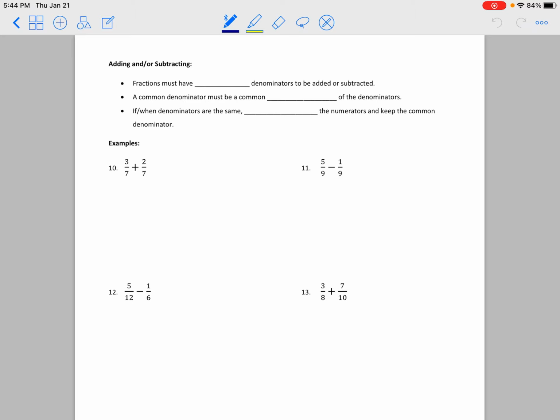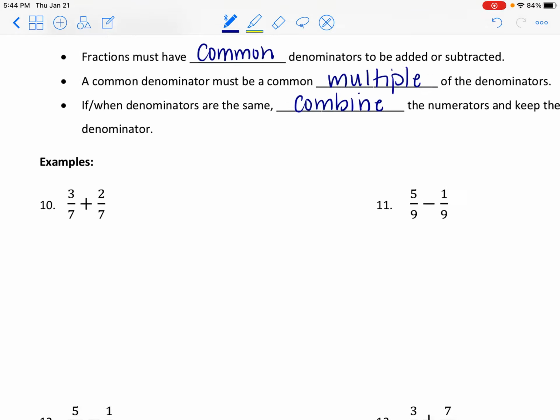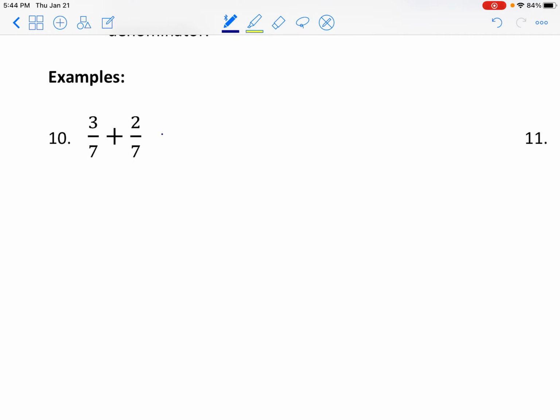That's what we have to have if we are adding and subtracting. So fractions have to have common denominators. We need to have the same denominator in order to add or subtract. And a common denominator has to be a common multiple of our denominators. And once we have a common denominator, we'll be in good shape. We would keep that common denominator. We would go ahead and combine our numerators and go from there, but we've got to have a common denominator first. So if we do, this is a simple problem.